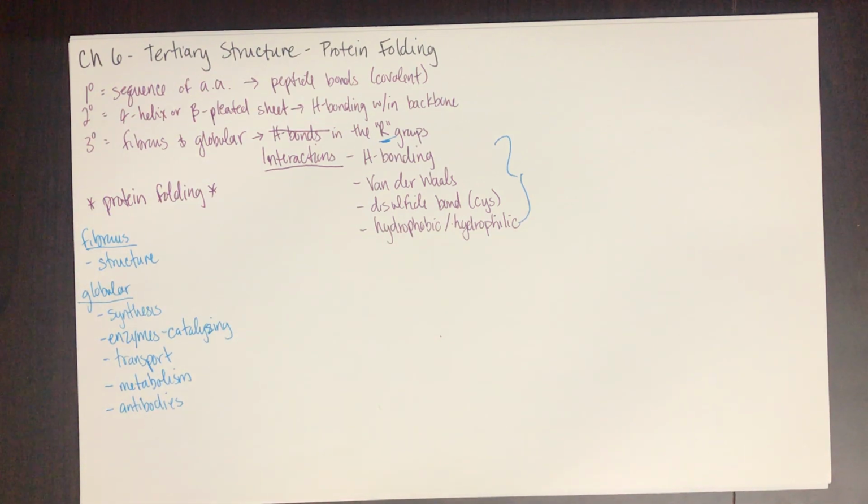So we are pretty good at predicting what a folded protein structure is going to look like from the sequence of the protein. And this is called the Levinthal paradox.